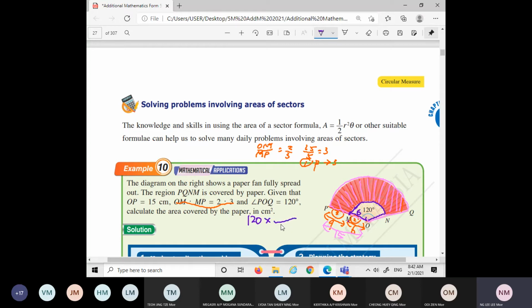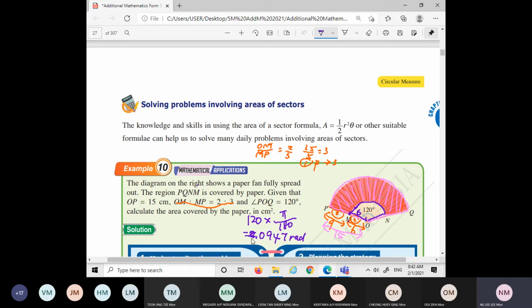So pi over 180. Check and see whether they give pi or not. They didn't give pi. You can use 3.142, or you can use the pi from the calculator. Get ready your calculator. Oh, I don't have a calculator. As in your textbook, they use pi as 3.142, therefore they get the radian as 2.0947 radians.